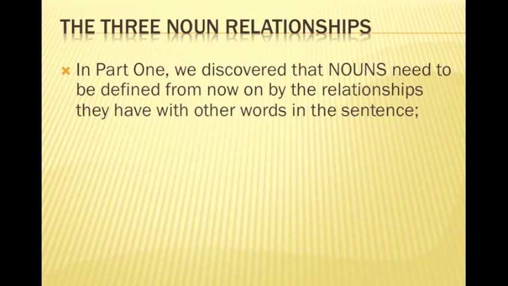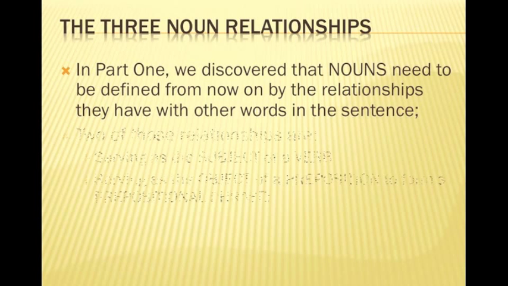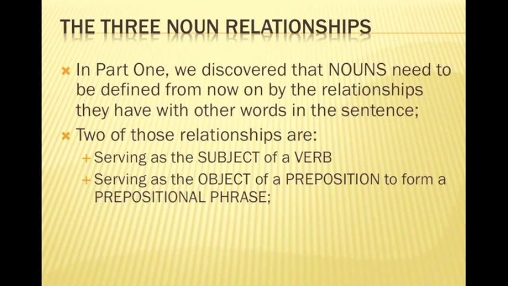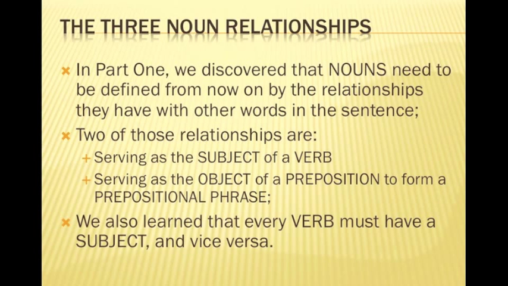So in part 1, we discovered that nouns need to be defined from now on by the relationships they have with other words in the sentence. So 2 of the 3 relationships we studied are serving as the subject of a verb, and we're going to talk a little bit more about that in this video, and serving as the object of a preposition to form what we called a prepositional phrase. We also learned the basic idea that every verb that we see must have a subject, and vice versa.